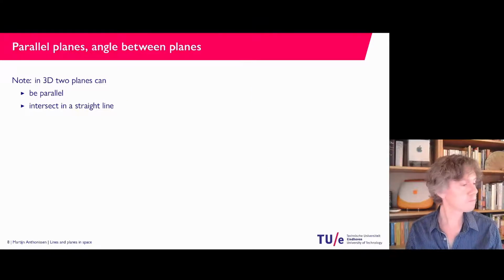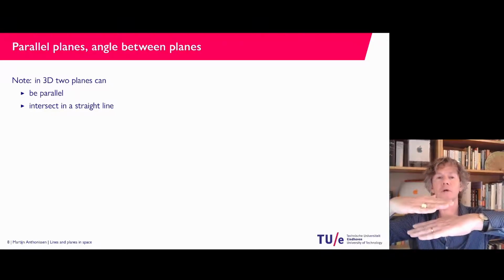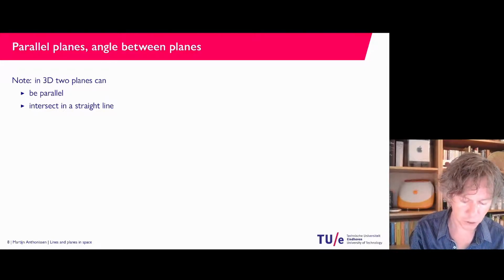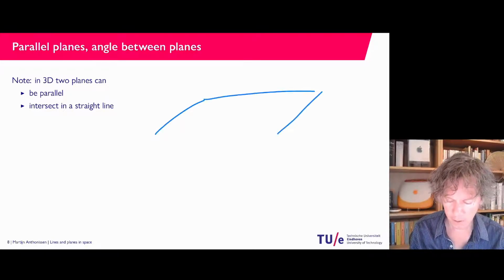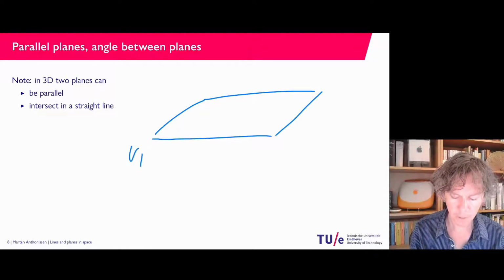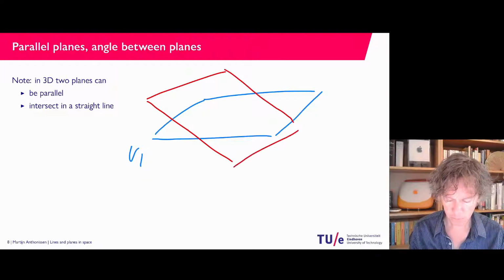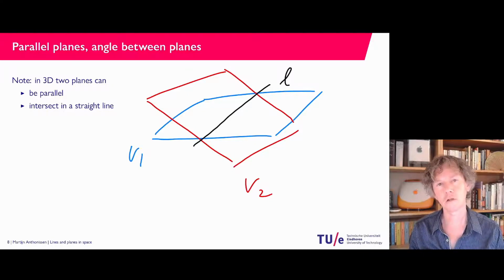Now, if you have two planes in space, then they can either be parallel like this, or if they are not parallel, then they need to intersect. And as soon as they intersect, they will intersect through a line. So then you will have a situation like this. So we have one plane, say V1, and we have a different plane, say V2, and you see that they intersect along a line L. So as soon as two planes are not parallel, they will intersect in a straight line, and I called that L in my little picture here.